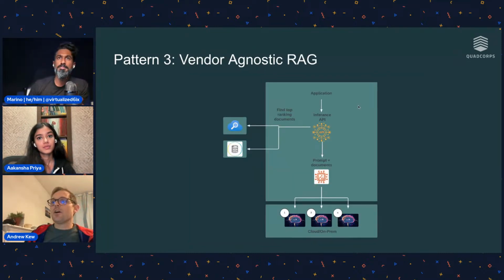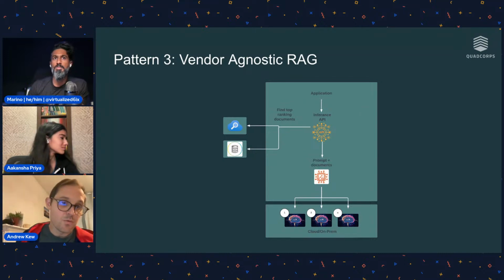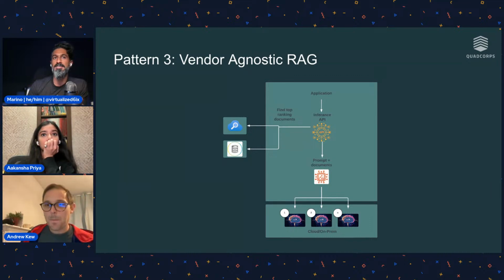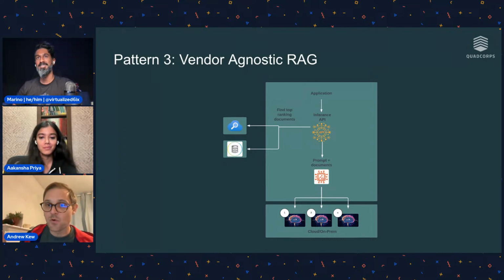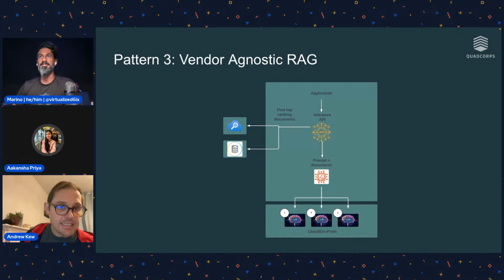Cool. And then the last pattern is a vendor agnostic RAG pattern. So what is RAG? I've heard the term so many times. I have a loose understanding of it. Tell us a little bit more. Yeah, definitely. For those that don't know what it is, RAG stands for Retrieval Augmented Generation, and it effectively is a technique that is used to improve the accuracy of your large language models.